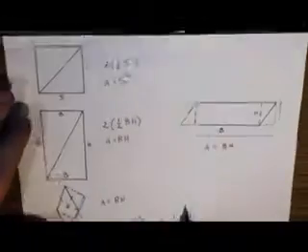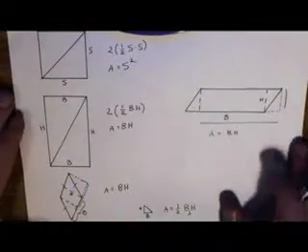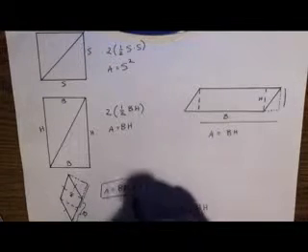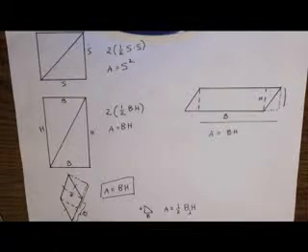So we have a generic rule then for all parallelograms. Anything with two sets of parallel sides will have an area given by the base times the height.